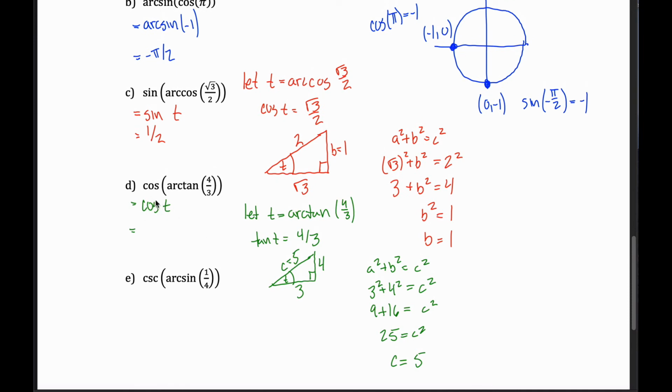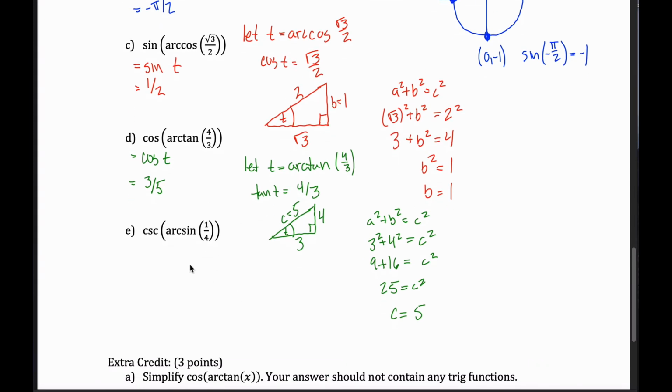Cosine is adjacent over hypotenuse. In this picture, relative to this angle T, 3 is adjacent and 5 is hypotenuse. So the cosine of T is just 3/5. That's the answer to the question. One more time, possibly overkill, but what are you going to do?